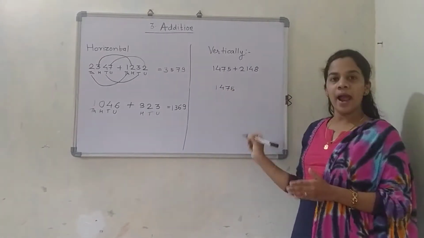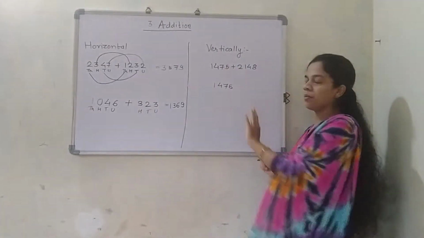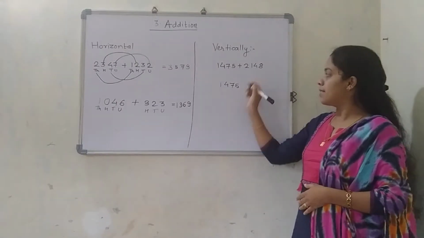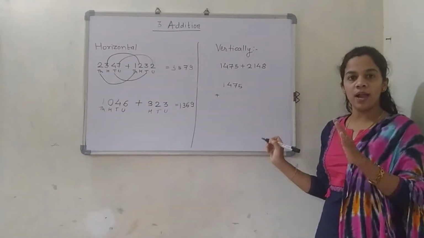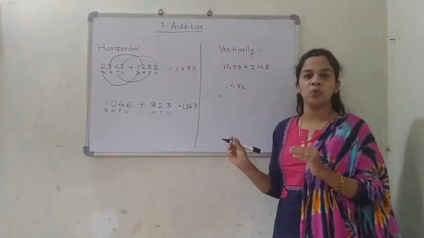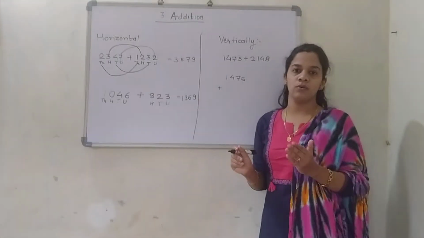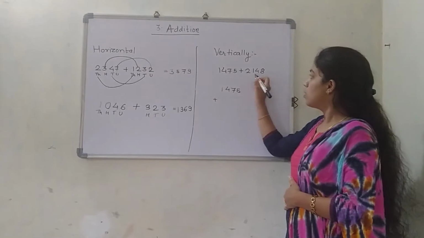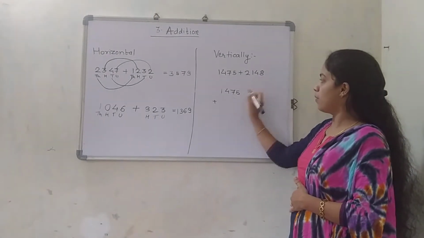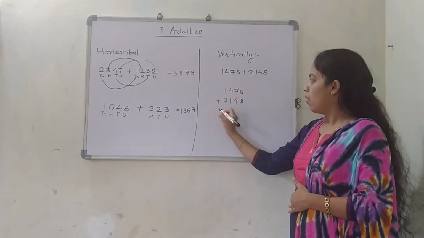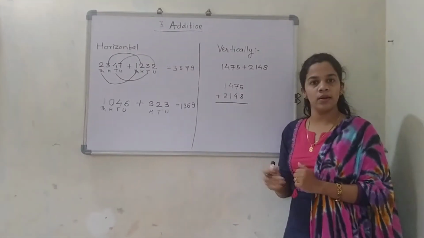Okay? Addition. Why? They both are 4-digit numbers, so I can place the first number at the first place and the second number below it. While writing, I will write unit below unit, tens below tens, 100 below 100 and 1000 below 1000. Okay. So this number is 2148. I will write 2148. All numbers are equally below one another.